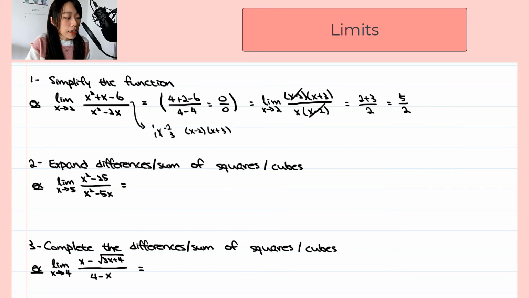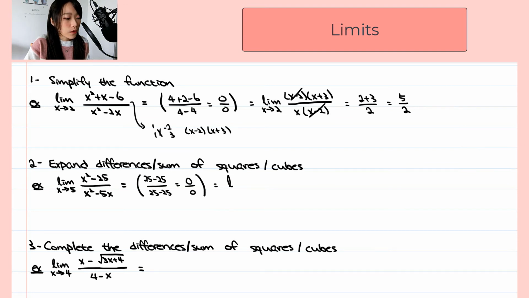Limit of x squared minus 25 over x squared minus 5x as x approaches 5. So first we need to try the chaining rule. If we substitute x by 5, we'll get 25 minus 25 over 25 minus 25. So again, we get the form of 0 over 0, which is inconclusive. So in the numerator, we have x squared minus 25, and 25 is 5 squared. So we can expand the difference of squares.